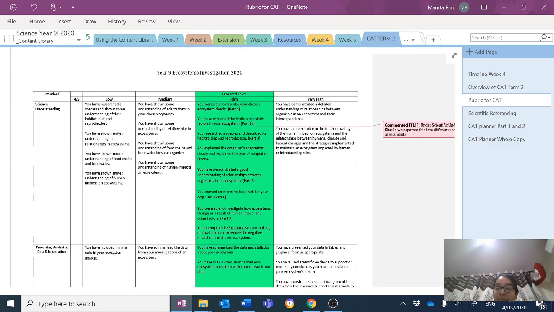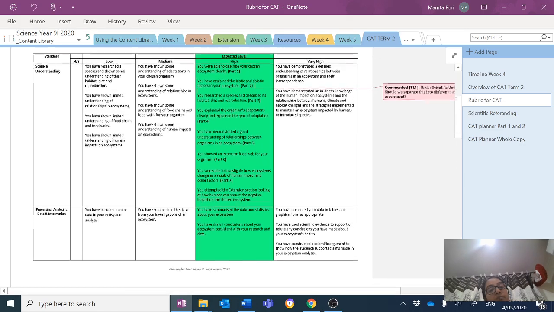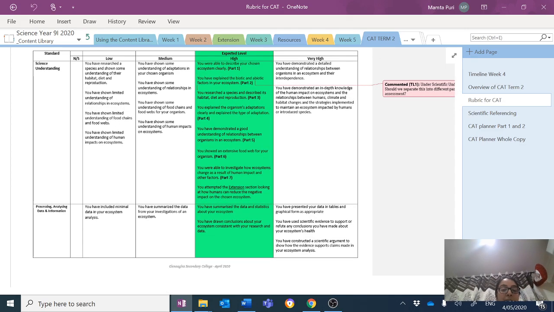The rubric is here, and I will focus on the green bit only. So the expected level is that when you're describing part one, you need to describe your chosen ecosystem clearly. Use your own words. Don't copy and paste. I'll know. You have explained the biotic and abiotic factors in your ecosystem. Part two, mind the word explanation. When you're including the factors, please make sure you reflect on your included part as well.